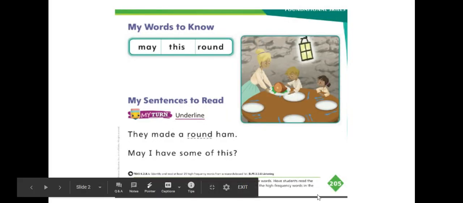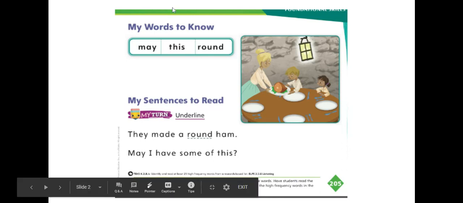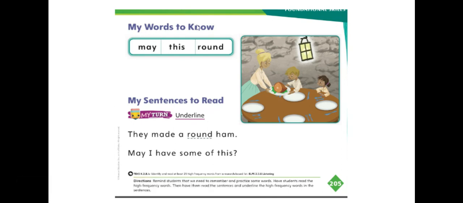Let's start out with your workbook and turn to page 205. 205. And this activity is going to be My Words to Know. Words that you're going to remember are sight words, and the words are going to be at the top of your workbook page. You need to pause the video. Go ahead and pause it until you find your page. And once you do have it ready, let's start by looking at the words at the top.